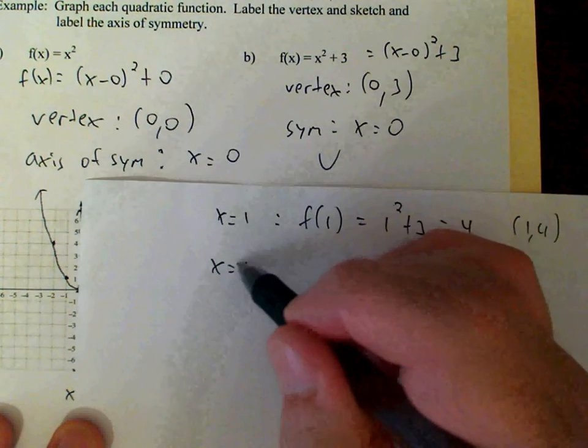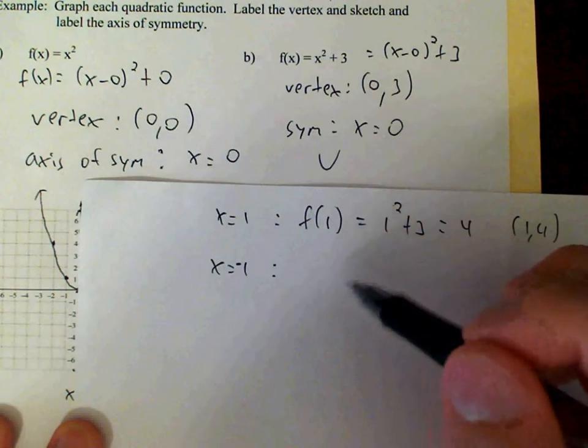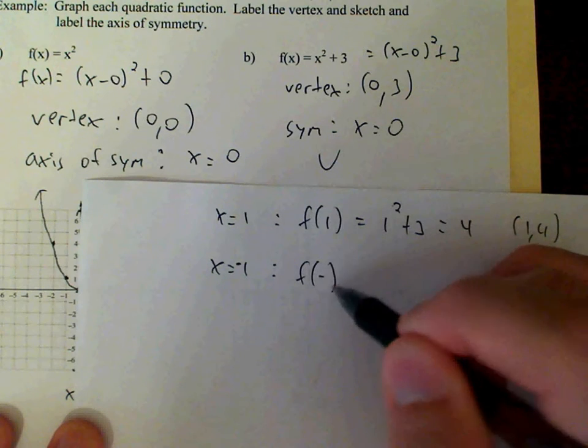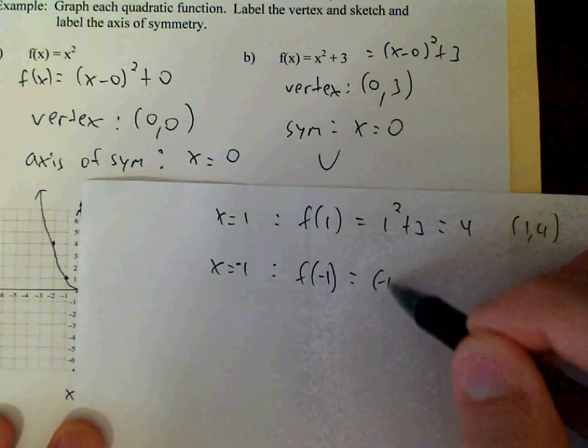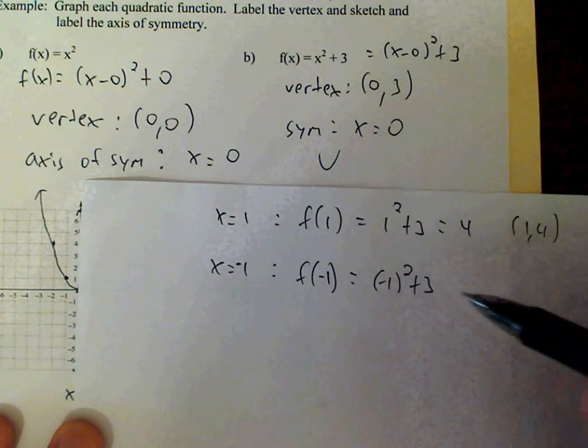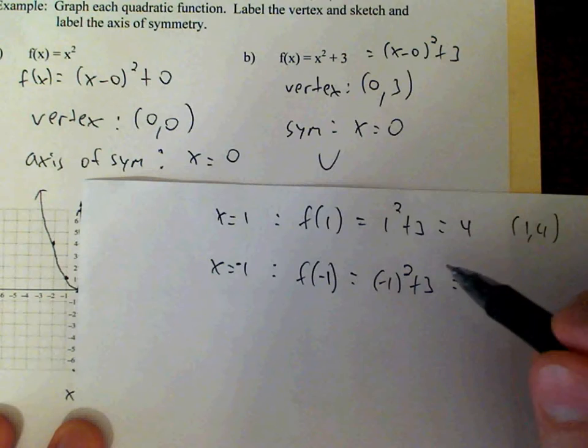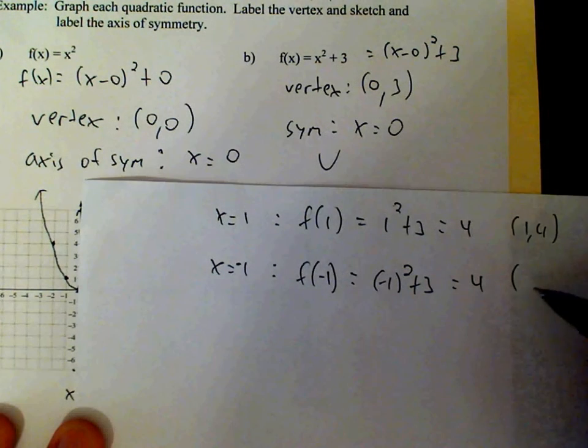Then I'm going to use negative 1. Don't want to use 1 twice. So I have f of negative 1, which is negative 1 squared. Make sure you use parentheses when you substitute. Negative 1 squared is positive 1. 1 plus 3 is 4. So now I have negative 1, 4.